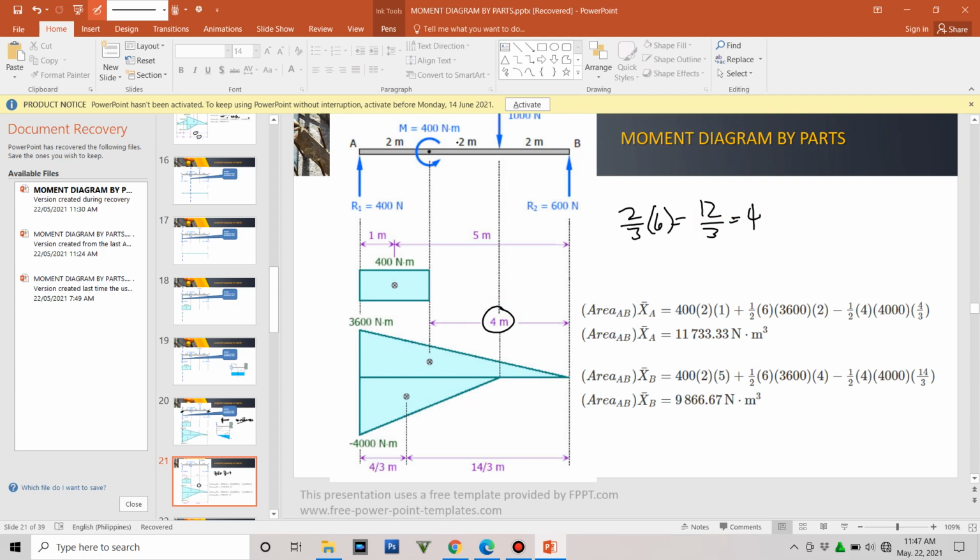Okay? No problem. And then, with this triangle here, anong base niya? 4. Diba? So, ano yung centroid up to this head? So, hanggang sa ulo, hanggang sa centroid, that is 1/3 of the base. And the base here is 2.